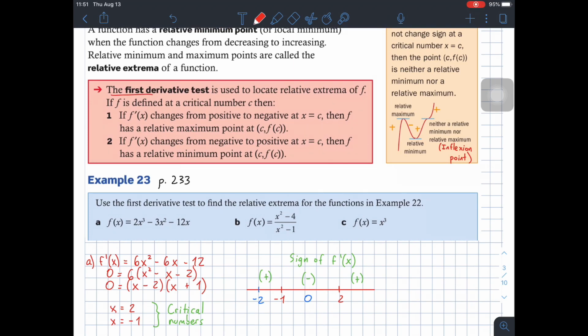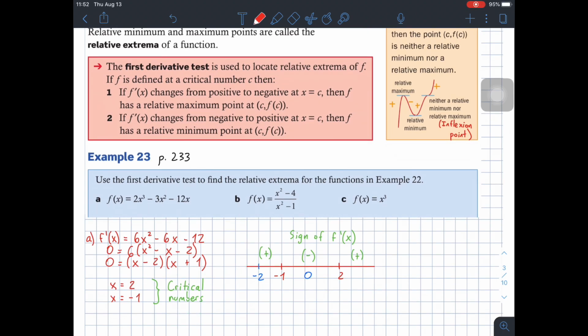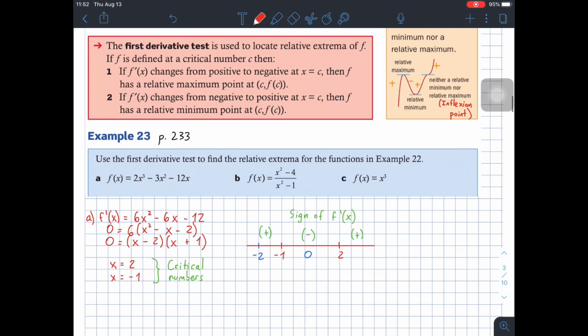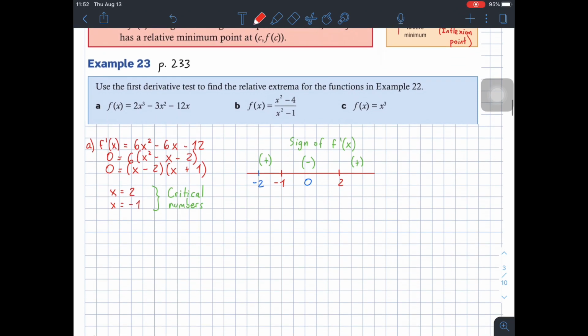Okay, so it says, the first derivative test is used to locate relative extrema of f. If f is defined at a critical number c, then if f prime changes from positive to negative at x equals c, then f has a relative maximum point at c, f of c. Then, if f prime changes from negative to positive at x equals c, then f has a relative minimum point at c, f of c, okay? This is pretty logical, people. You just need to try to think about what's happening in order to see if it's a maximum, a minimum, or neither, okay? So let's see how to apply this to the same set of 3 exercises we did last class.